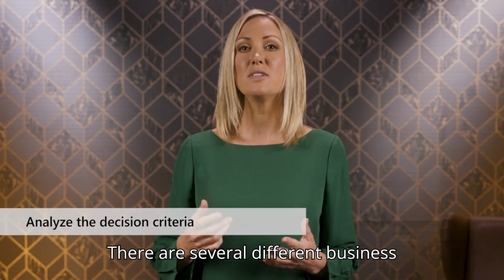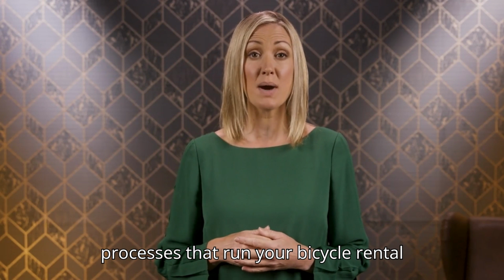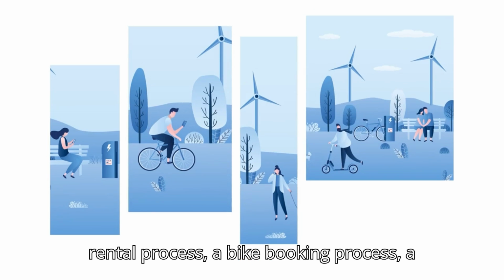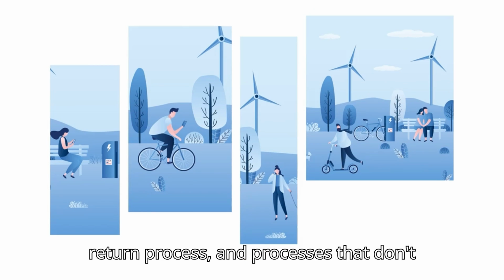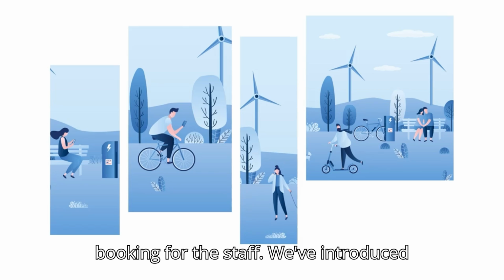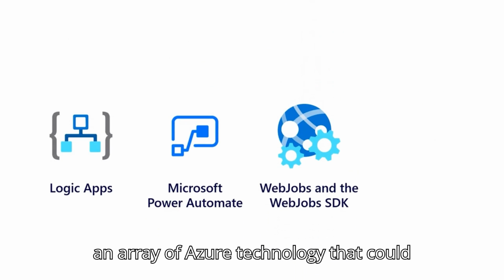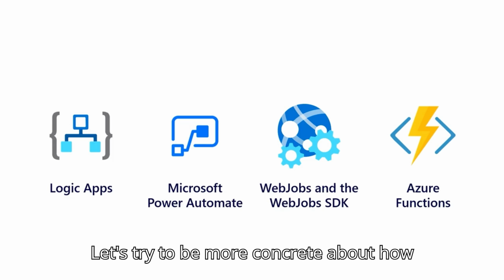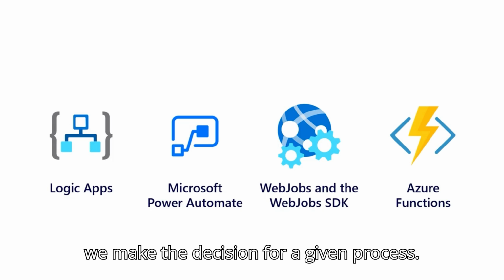Now that you know what design-first and code-first technologies are available to you, how do you narrow your choices? We'll look at this question next. There are several different business processes that run your bicycle rental business. For example, there is the bike rental process, a bike booking process, a return process, and processes that don't directly relate to bikes, such as holiday booking for the staff. We've introduced an array of Azure technology that could be used to help build these processes. Let's try to be more concrete about how we make the decision for a given process.